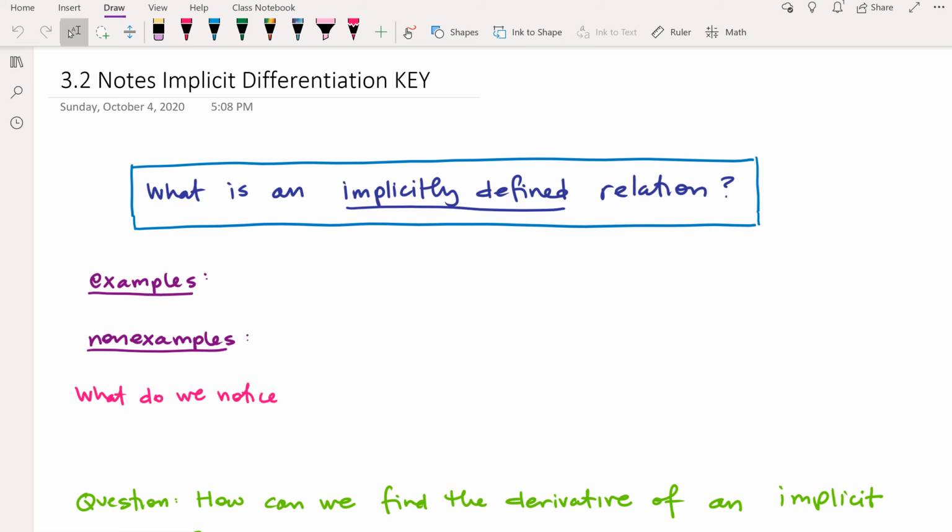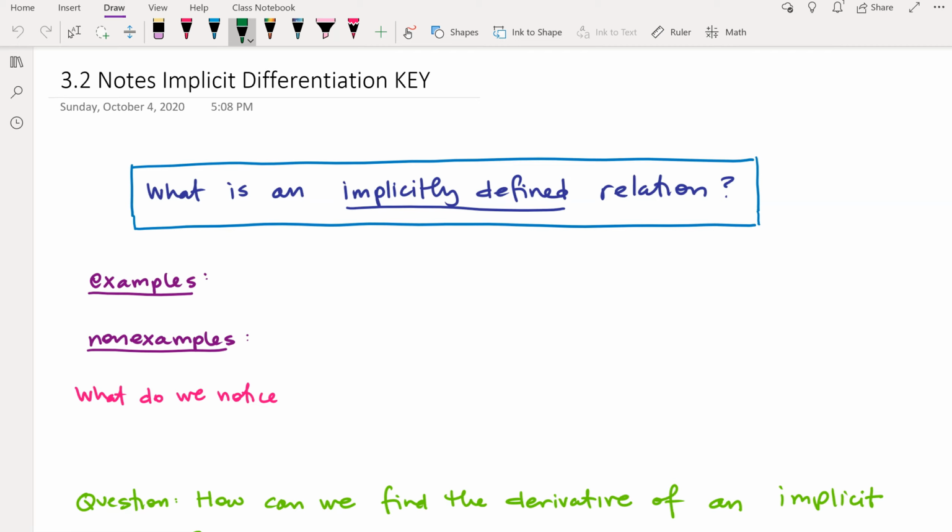All right, y'all, today we are going to talk about implicit differentiation. So 3.2 notes, implicit differentiation. What is an implicitly defined relation? All right, so the first thing we're going to do is write down some examples of implicitly defined functions.